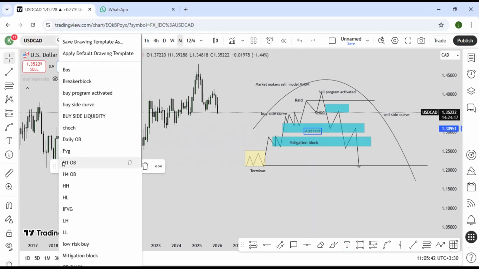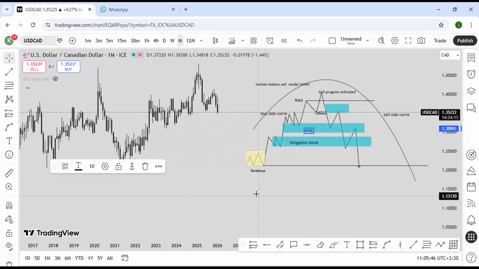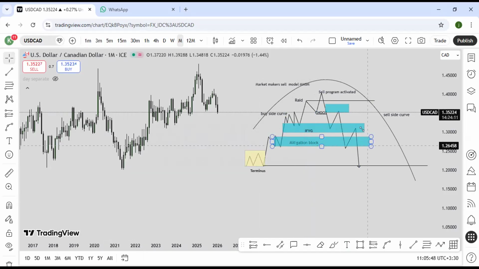They may not be in that order, it depends, but here I've marked it because of how I wanted it to be. So this is where we have a low risk sell. Here is high risk, easier to lose here than here. So you see, this is an example of a market maker sell model.